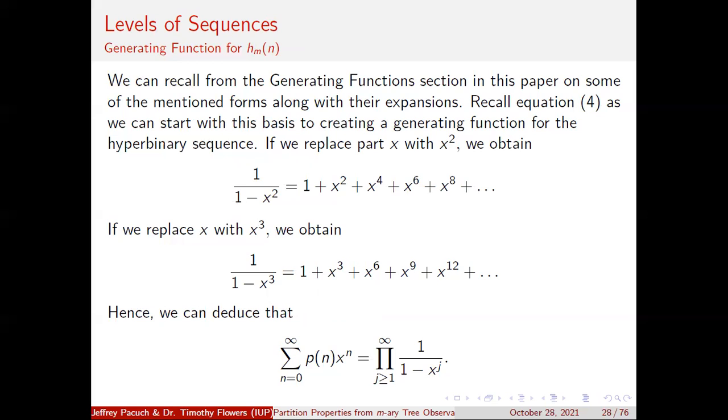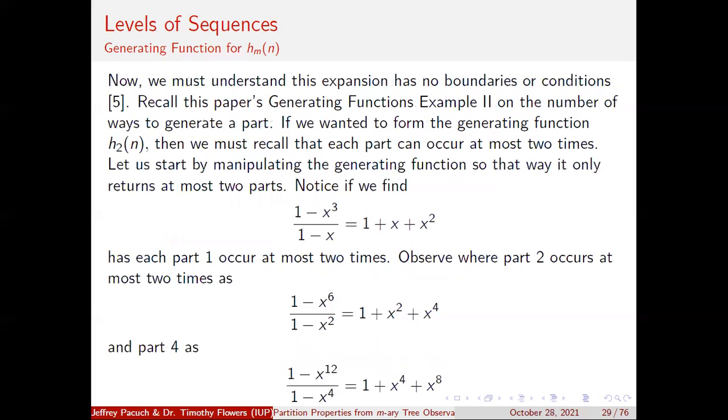So we can finally deduce the generating function for partitions. And we get the following generating function on the bottom of the screen, where we get the product of 1 over 1 minus x to the jth power. So we can get the parts of what we want for partitions. This will then lead us into saying, okay, if we have the partitions that we want, how can we limit it so we can start forming these hyper-ary sequences, so that we can limit the number of parts that we want.